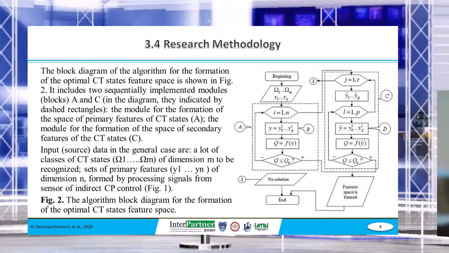Each vector arrives at the input of the cutting tool state classifier, which is constructed using the maximum likelihood method. Next, class recognition is performed with the assessment of quality criteria Q and comparison with the predetermined threshold value. When a positive result is achieved, Q more than Qn, further analysis is terminated and the optimal feature space is considered formed. If the result is not achieved, no solution, this is transferred to module C for the formation of secondary features. Next slide, please.